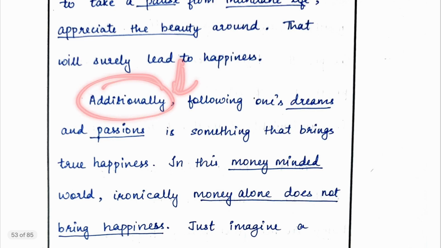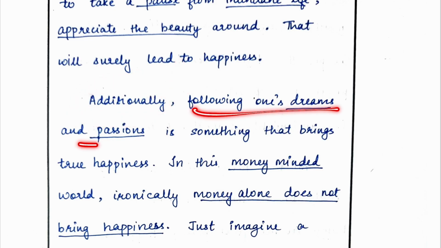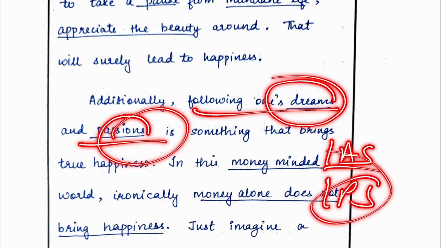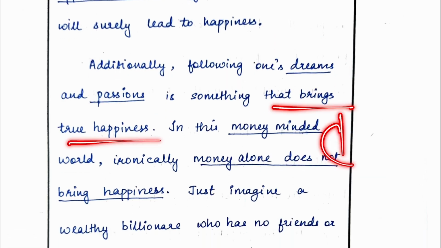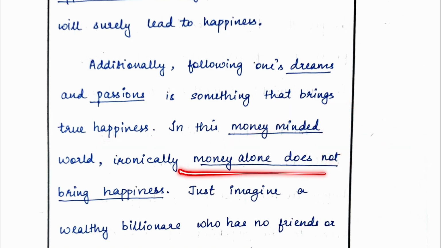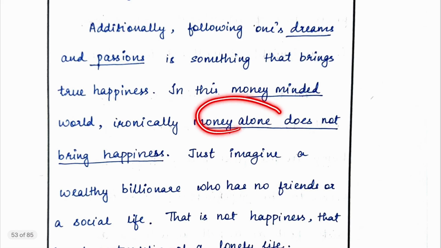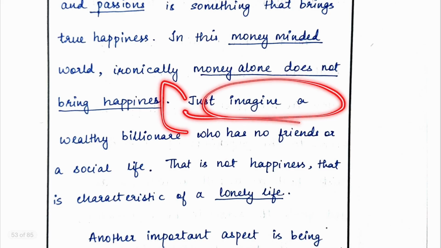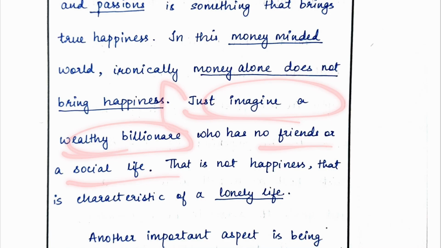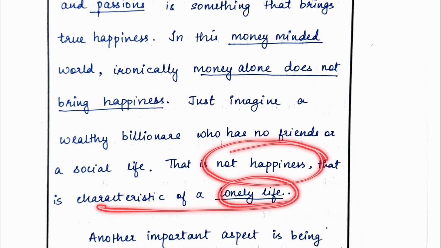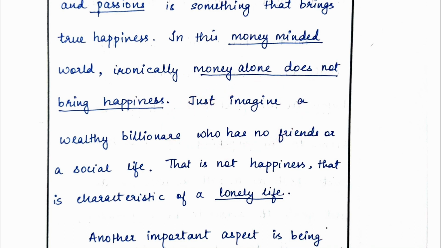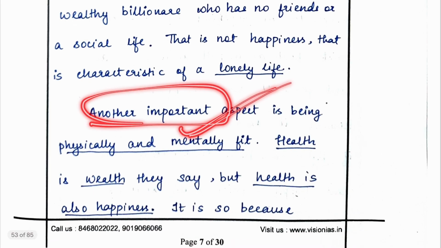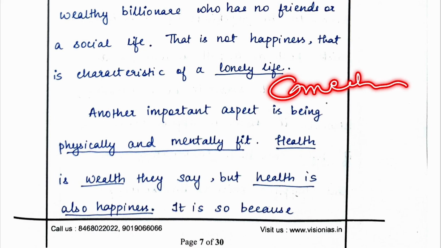Additionally, so this is the next connector. So you use different types of connectors: following one's dream and passion. If you are following your dream, passion of becoming, suppose, an IAS officer or IPS officer, something like that, that brings true happiness, or becoming a doctor or engineer. So in this money minded world, ironically, money alone does not bring happiness. So if you are money minded, money cannot bring you happiness. Only money cannot bring you happiness, because you just imagine, he is giving an example, a wealthy billionaire who has no friends or a social life. That is not happiness, that is not a characteristic of a happy life. So if you are a billionaire who has no friends, no social life, it means you are not happy, but lonely.